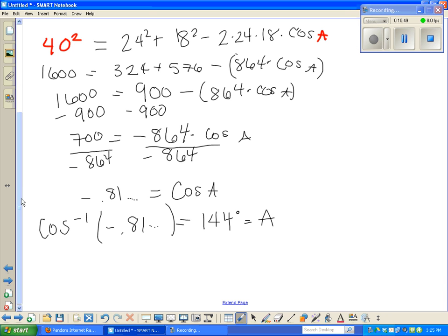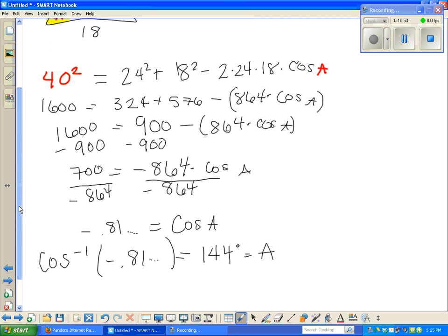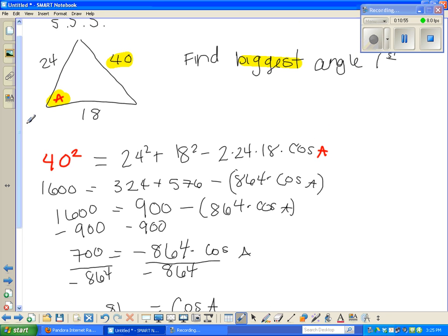So our biggest angle should be across from our biggest side. So A equals 144. Now, here's the next important thing. We now have a side and an angle directly across from it. And now you guys can use law of sines to solve this. You could use law of cosines again, but don't do it. It'll work, it'll be just as effective, but it will take too long.